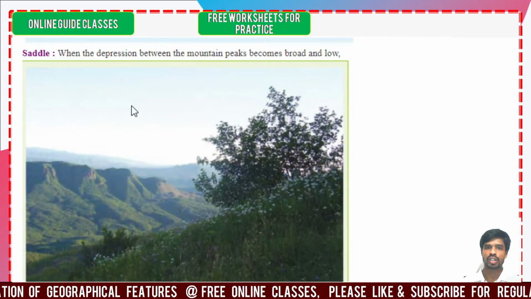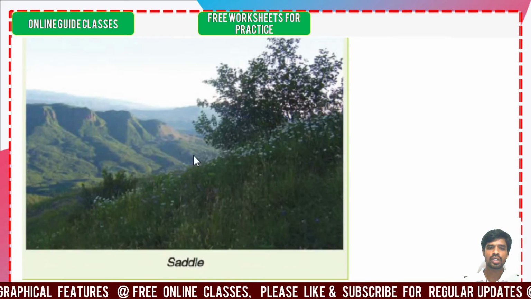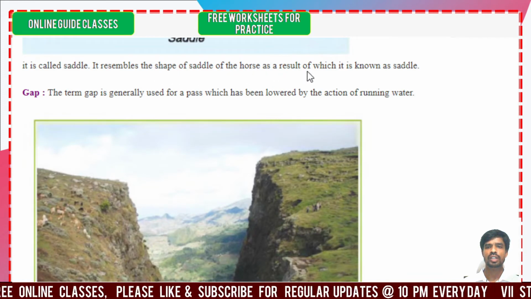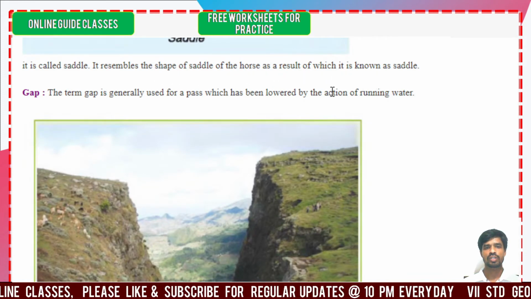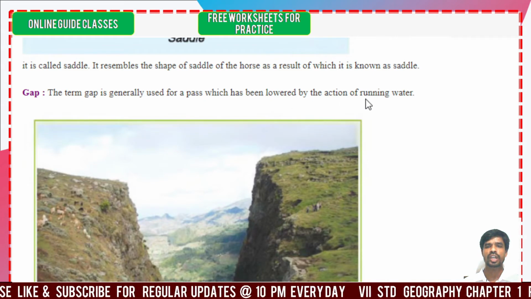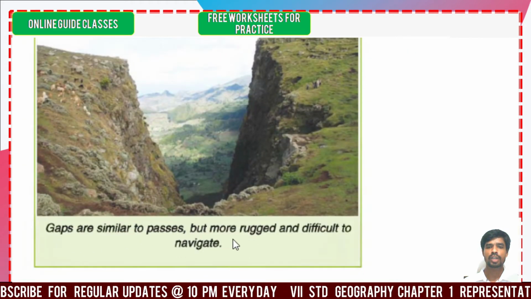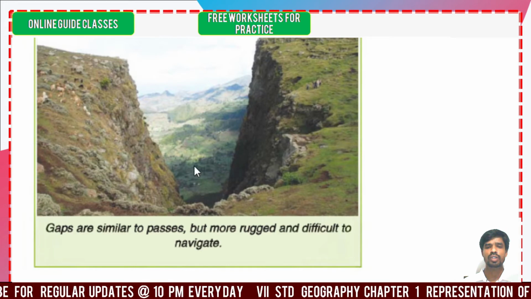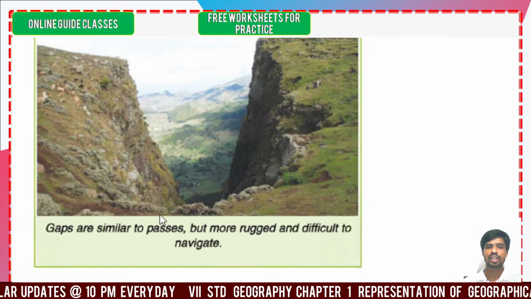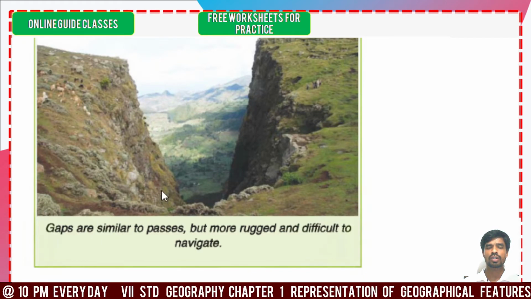When the depression between the mountain peaks becomes broad and low, a saddle is formed. It resembles the shape of the saddle of a horse, as a result of which it is known as a saddle. Gap: the term gap is generally used for a pass which has been lowered by the action of running water. Gaps are similar to passes but more rugged and difficult to navigate. So we cannot go through these gaps.